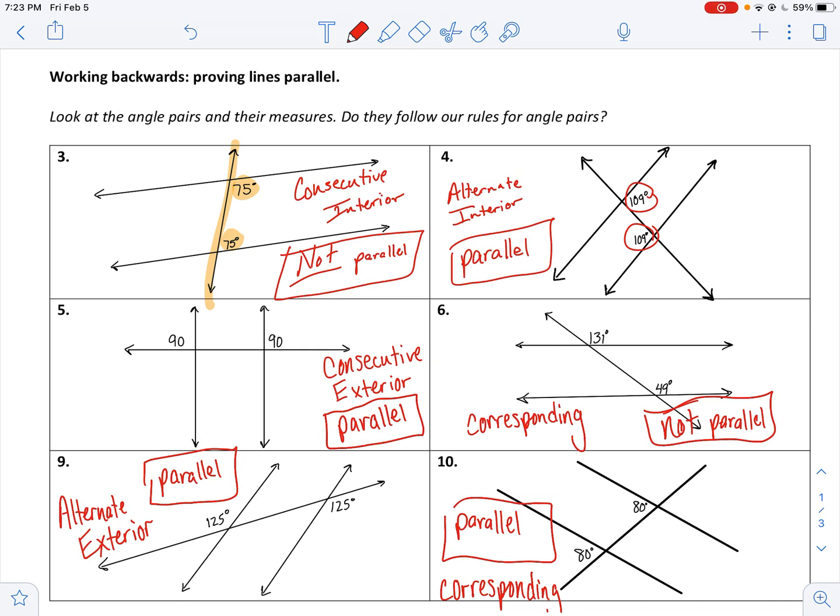If my angle pairs follow the rules, they're parallel. If the angle pairs do not follow the rules, those lines are not parallel.